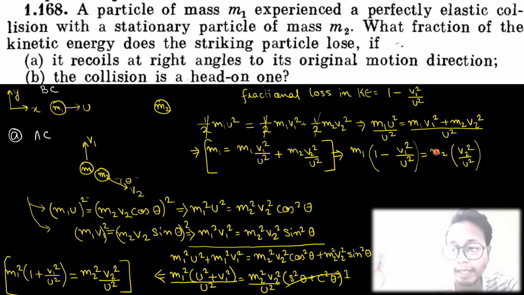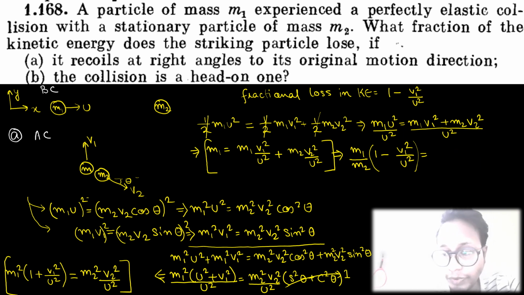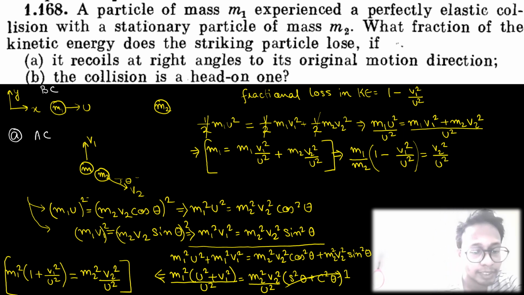Now if I take this m2 out here, what will happen? Divided by m2. This is the modified form of this equation, and I'm writing this v2 square by u square on the other side. Similarly out here, if I take this m2 down, it would become m2 square, isn't it? And I can write v2 square by u square on the other side.